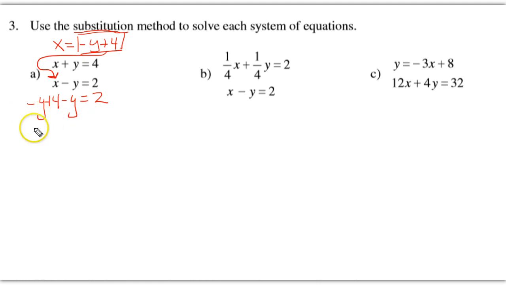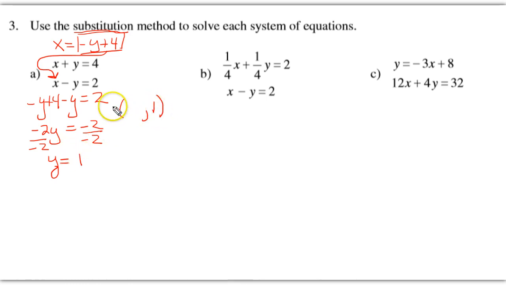We group like terms. We get a negative 2y. We're going to take our plus 4 and move it to the other side, where it becomes a negative 4. So 2 and a negative 4 is a negative 2. We're now going to divide both sides by a negative 2. And we get y equals 1. So of our ordered pair, we now have one member. We're saying y is a 1.